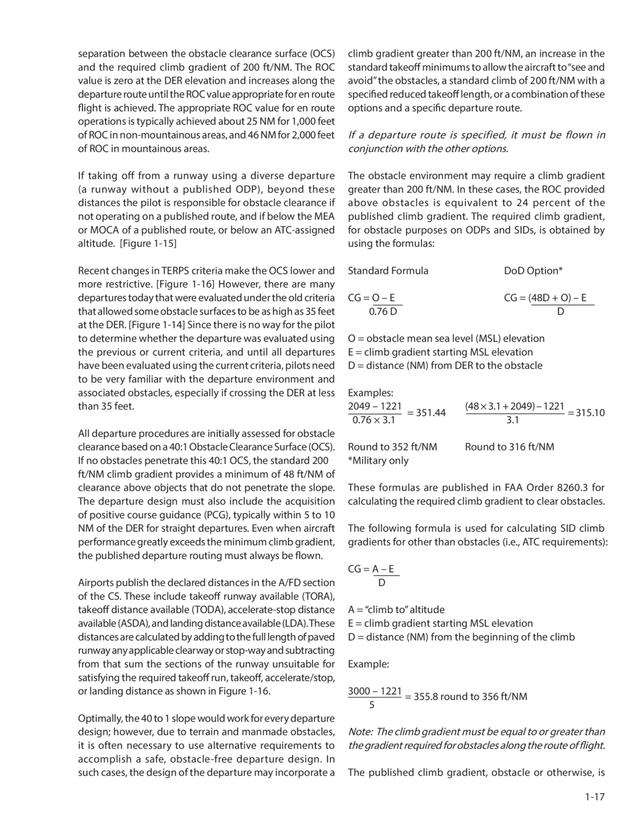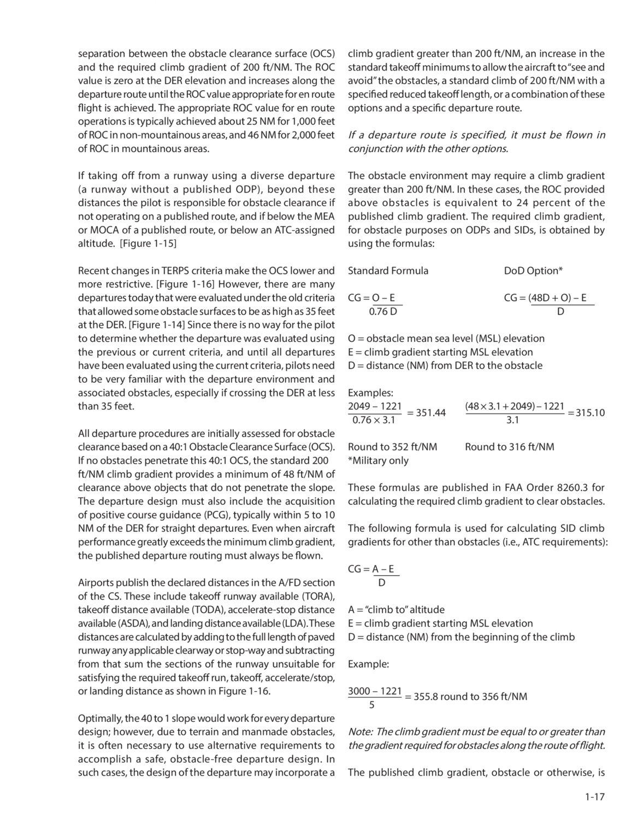Figure 115. Recent changes in TERPS criteria make the OCS lower and more restrictive. Figure 116. However, there are many departures today that were evaluated under the old criteria that allowed some obstacle surfaces to be as high as 35 feet at the DER. Figure 114. Since there is no way for the pilot to determine whether the departure was evaluated using the previous or current criteria, and until all departures have been evaluated using the current criteria, pilots need to be very familiar with the departure environment and associated obstacles, especially if crossing the DER at less than 35 feet.